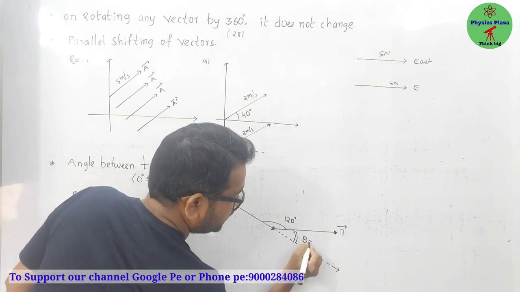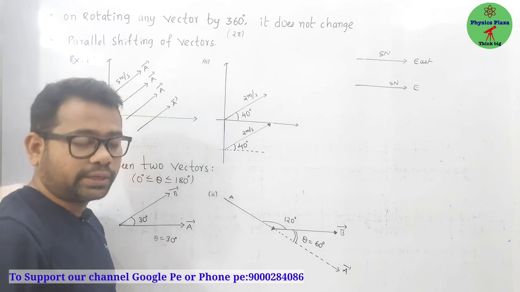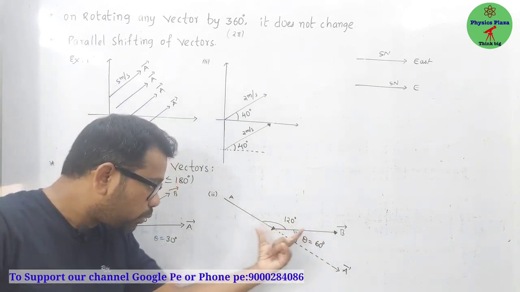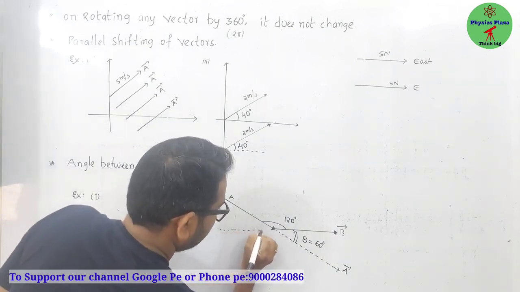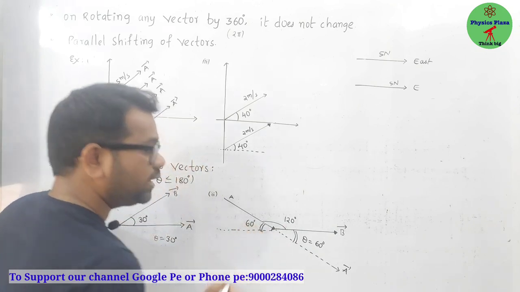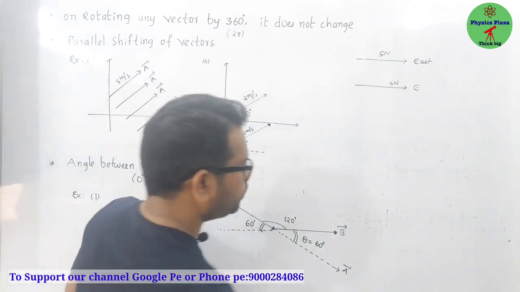Then this will be the angle. Theta is equal to 60 degrees. Or this vector B you can just pull back here. You can draw either tail by tail or head by head, no problem. So the angle will be 60 degrees. Anything is okay. Don't get confused here. Now look at here.